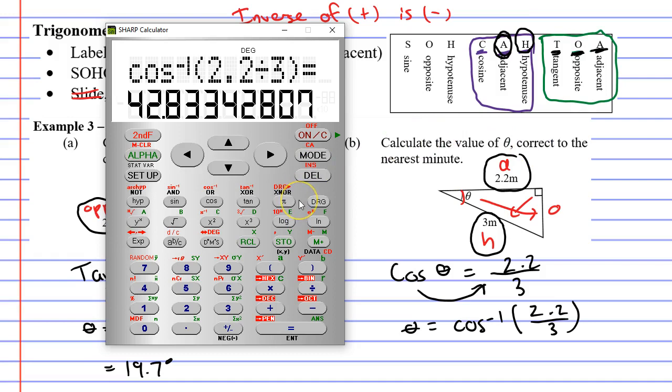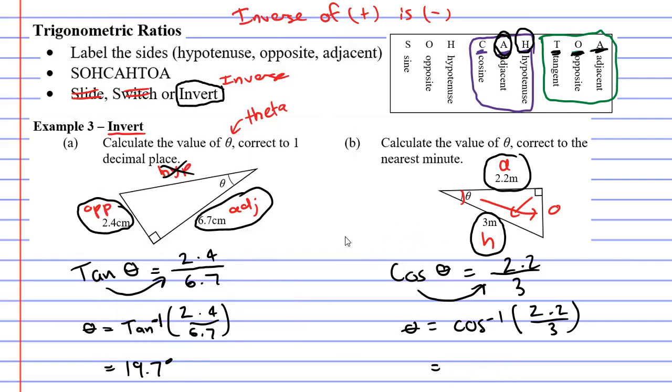Now you'll notice the question wants you to give it correct to the nearest minute. That means you need to convert your solution into degrees, minutes, and seconds. We're going to do that. Second function DMS, and we've got 42 degrees and 50 minutes. Now, I'm going to write that down, but I want to talk a little bit about that as well. 42 degrees, and I think it was 50 minutes.